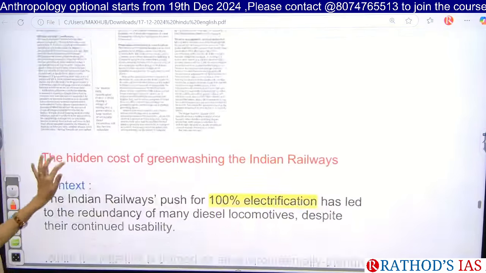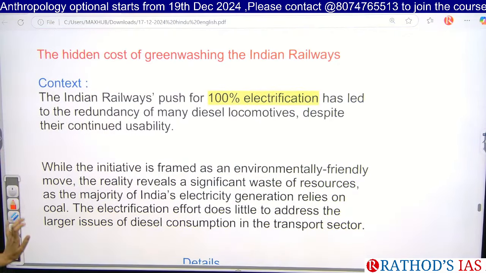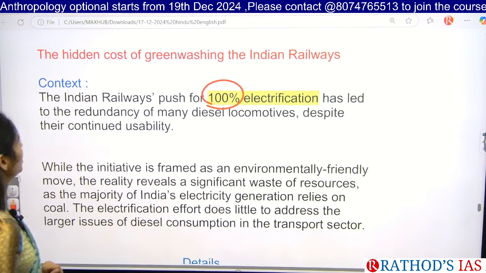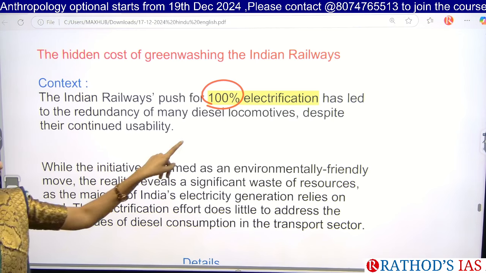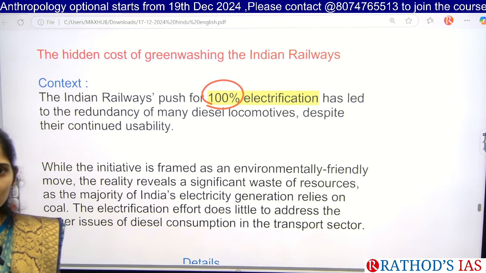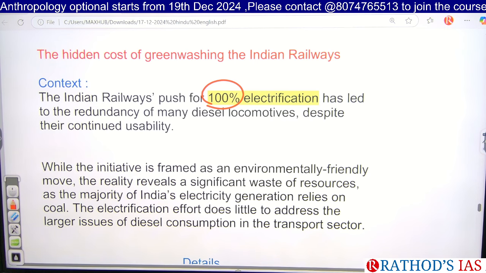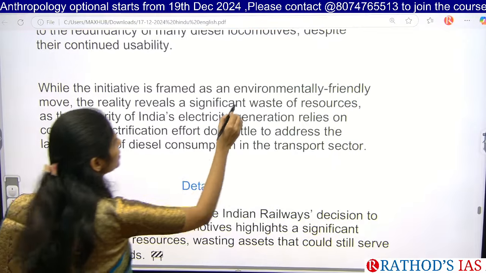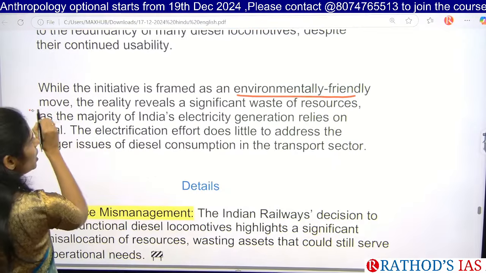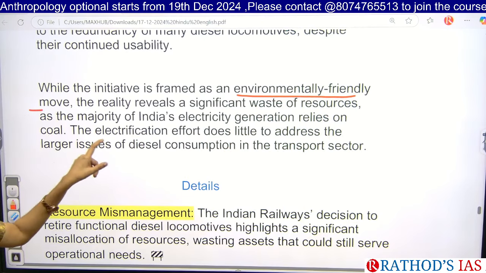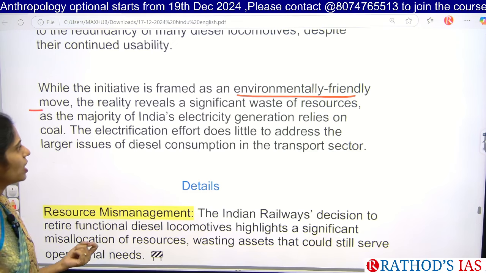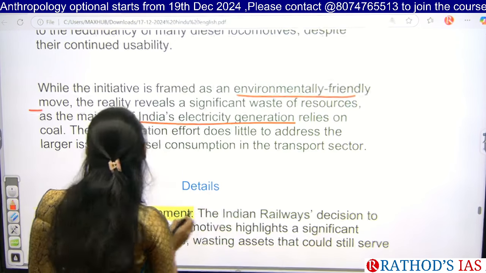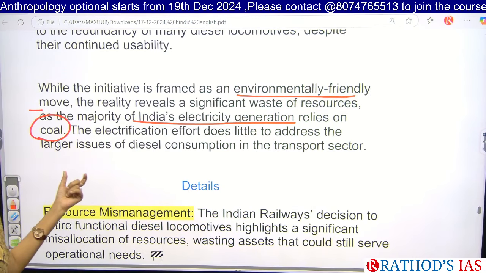Okay, now let us see this article. So Indian Railways are pushing for 100% electrification. That led to a reduction in the use of diesel locomotives. We are diverting from diesel locomotives and going for electricity. Whenever we want to go for an environmentally friendly move, the reality is there is significant wastage of resources, because India's electricity generation mostly relies on coal. So how can we address the use of fossil fuels in this transportation sector? So that is the thing.